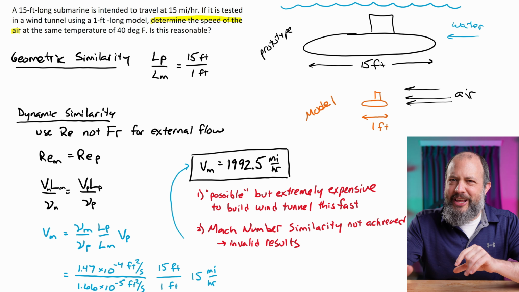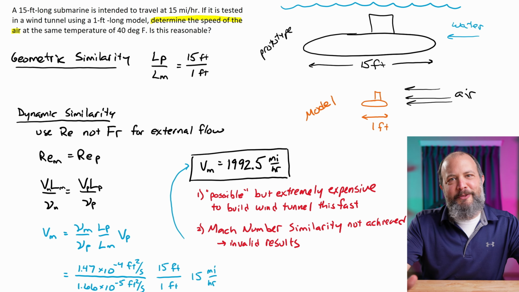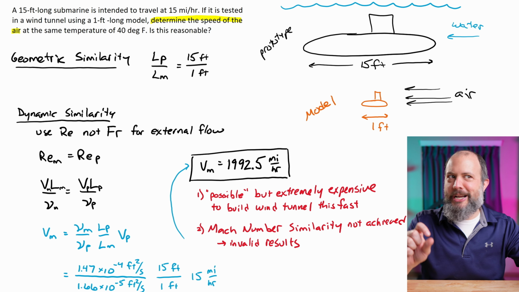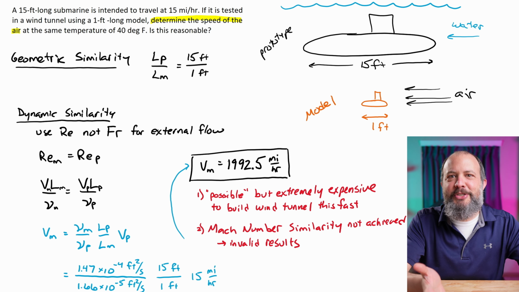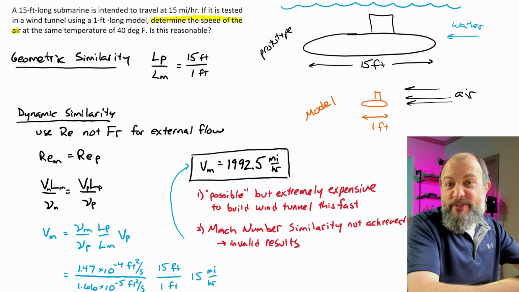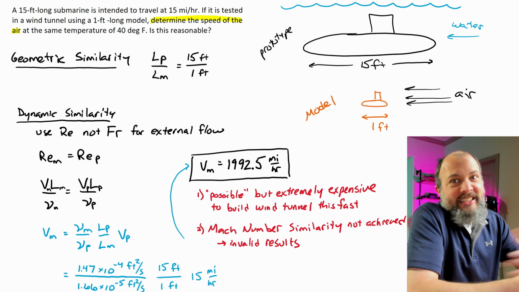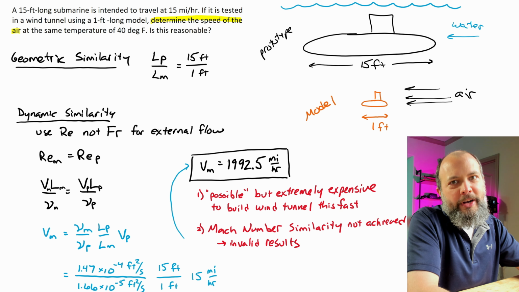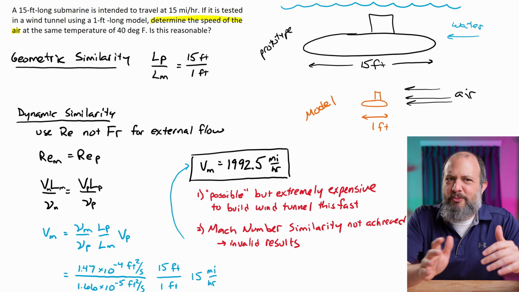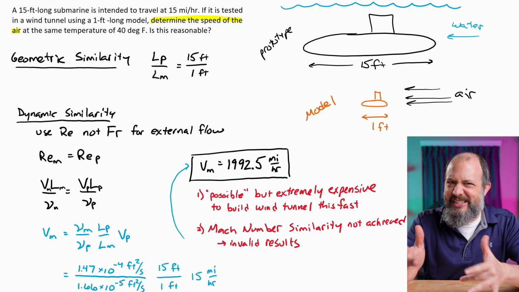So Mach 3 is nowhere in the realm of anywhere close to the Mach 0.01 or something that the 15 mile per hour original submarine was operating at. So even if you could build this wind tunnel, the results would be meaningless because the Mach number is just so far off. You probably need to keep the Mach number below 0.5 or 0.3 for this to still be considered close enough.